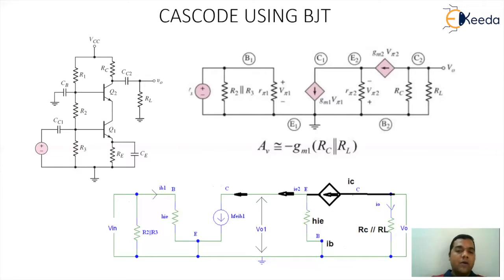Now, when you look at the lower section circuitry, it is actually an AC equivalent circuitry. The only difference being, instead of using the hybrid pi model, we are representing the hybrid model.